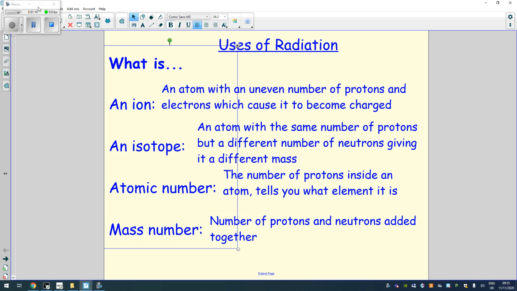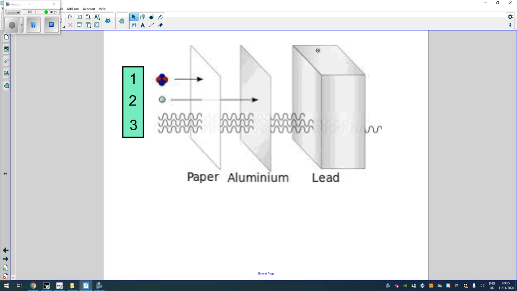So moving on, we're next going to have a look at the different types of radiation and what they can go through, because this becomes relevant to how we can use them. So I want you to try and draw this diagram in your books, and I want you to label which one of these is an alpha particle, which one is a beta particle, and which one is a gamma wave. So can you draw this in your books, pause the video again, and label each one, which one you think it is.